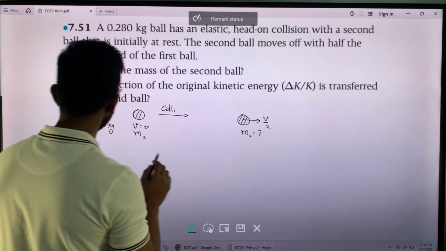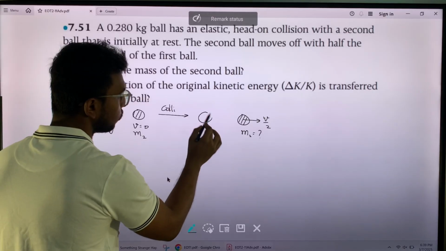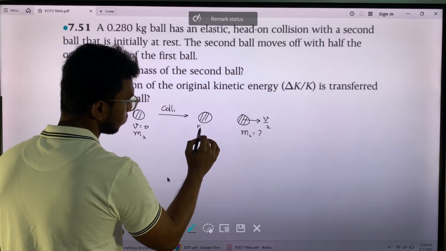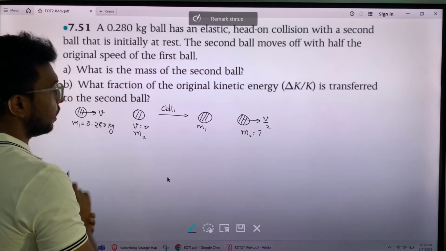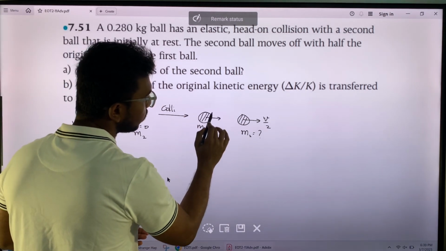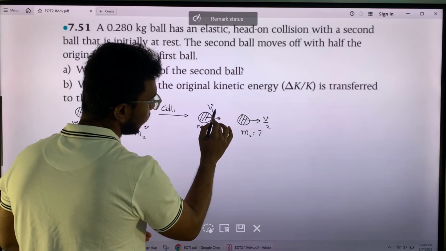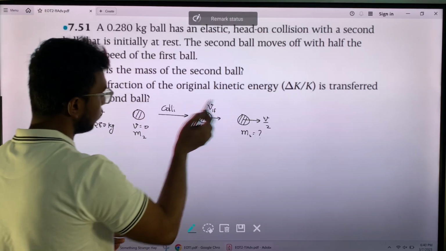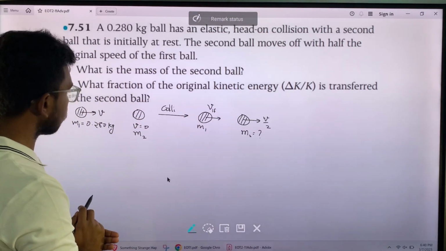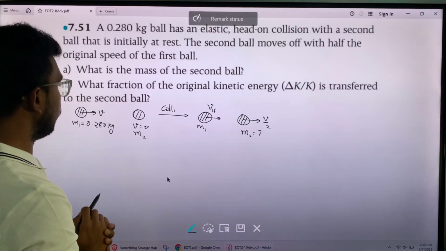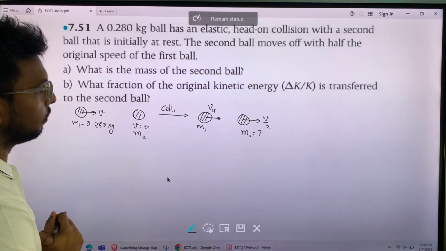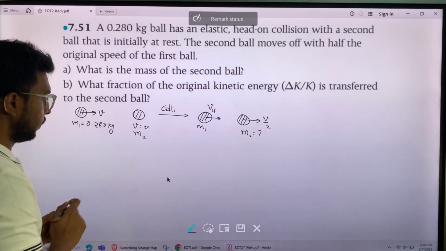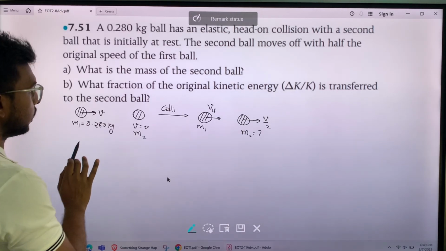That's the first part. We know the mass of the first ball, we know this, 0.28. But we don't know what is the velocity with which it left. So we need to find v1f also, that is, the velocity after. So we have to find the mass of the second ball and we need to find the velocity of the first ball. So let's try to do it.